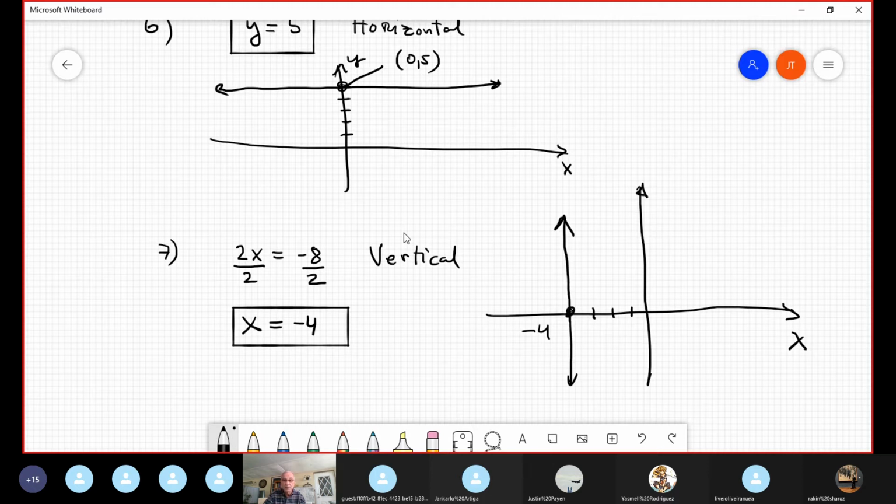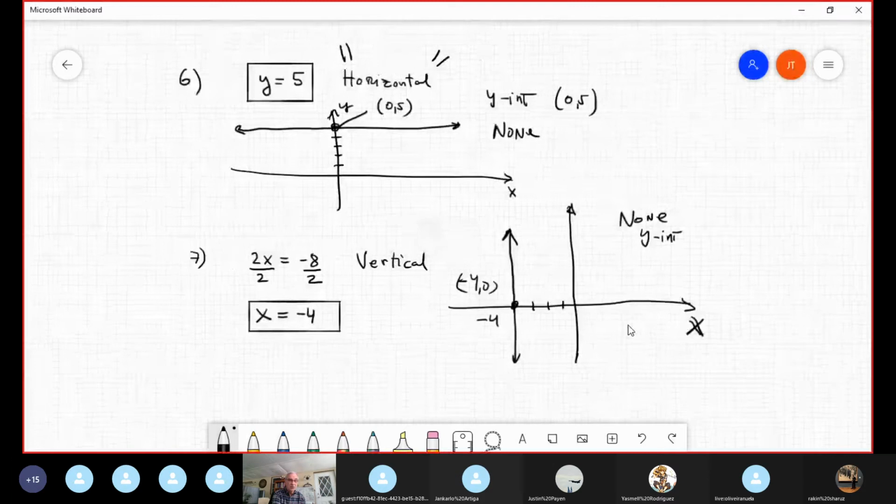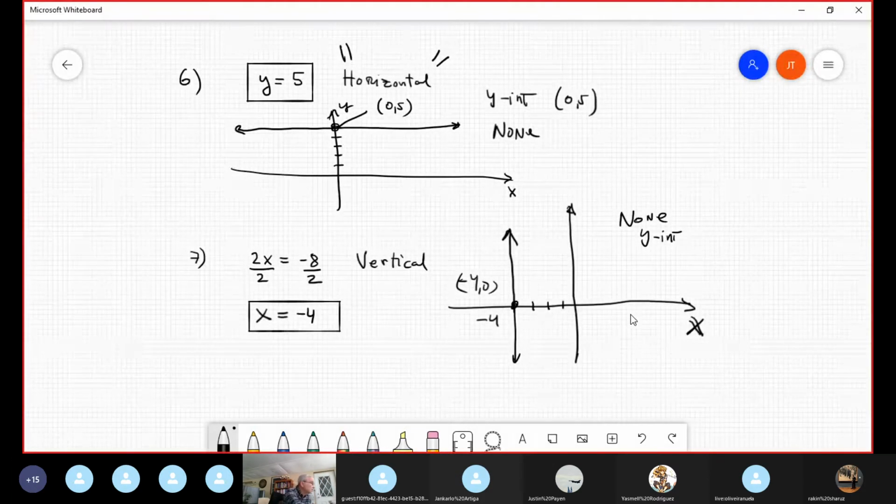In this case, we have (-4, 0) representing the x-intercept, and we have no y-intercept because it never crosses. In the previous case, the y-intercept is the point (0, 5), but we have no x-intercept, because this line never crosses the x-axis. Okay, but the thing that they want is that you memorize this idea, vertical and horizontal line. Okay?